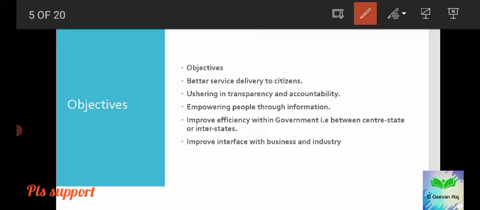And the fifth point is improving the interface with business and industry. So, through e-governance, the government will be able to improve the interface with the various businesses and industry.